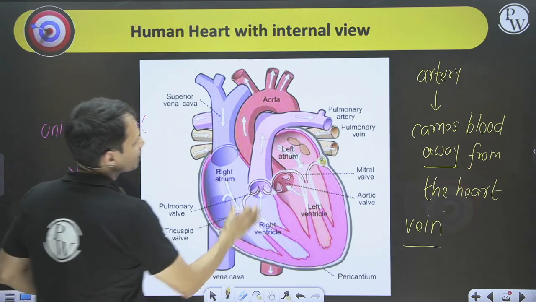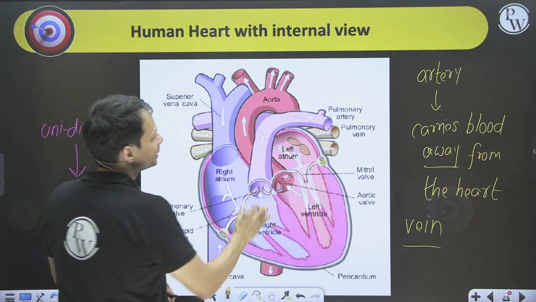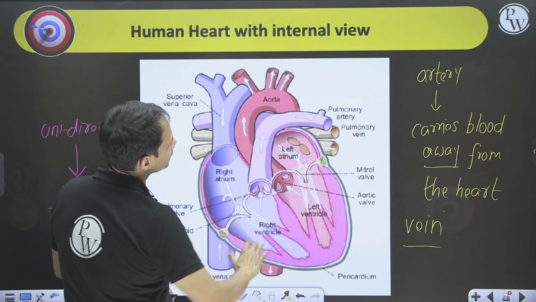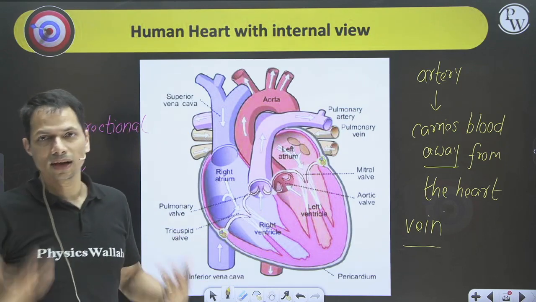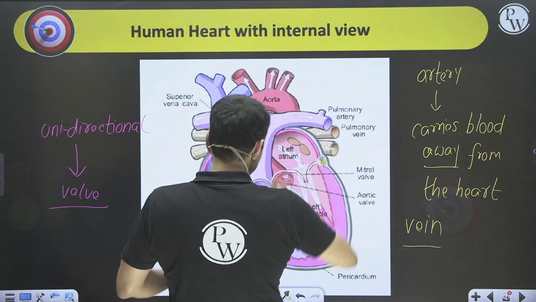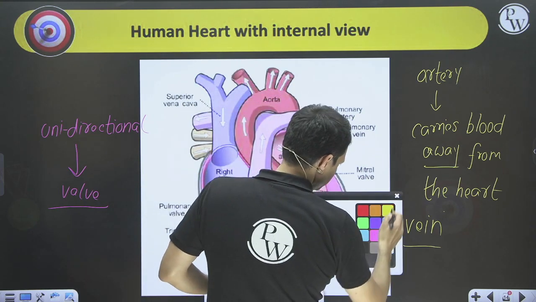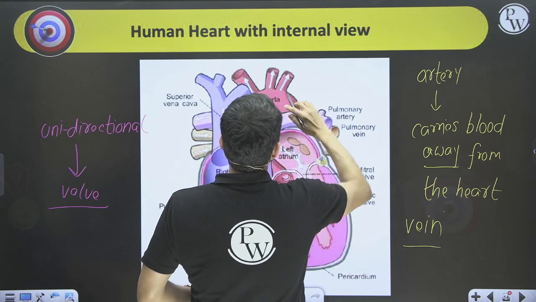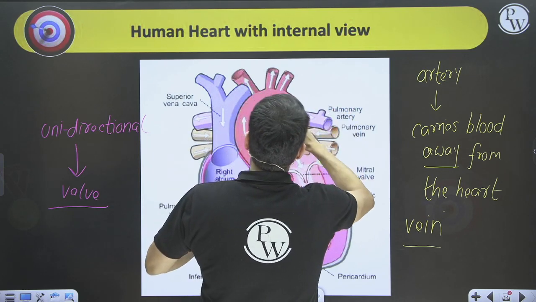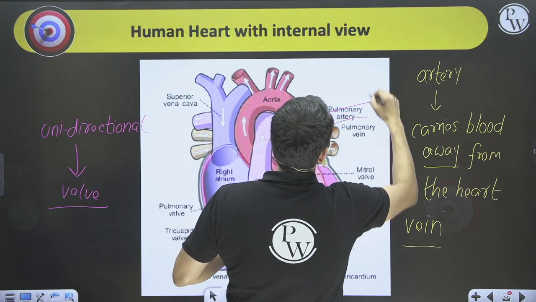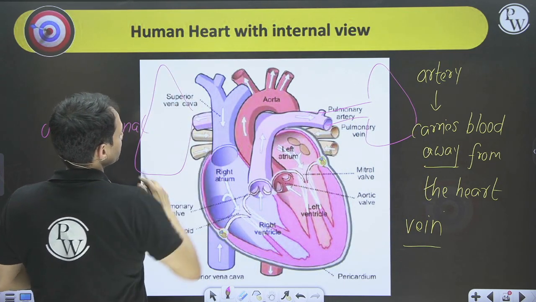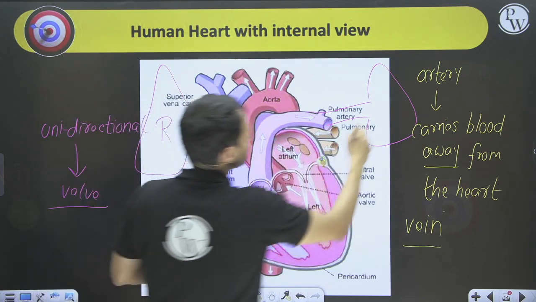So this is the pulmonary artery, and you can see how the pulmonary artery is basically taking the deoxygenated blood from the right ventricle all the way to the pulmonary, that means the lungs, right? So the pulmonary artery comes here and it bifurcates into two. One is going to one lung and the other is going to the other lung, right? So this is the right lung and this is the left lung.